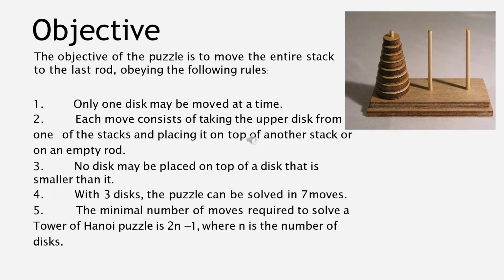With three disks, the puzzle can be solved in 7 moves. The minimal number of moves required to solve a Tower of Hanoi puzzle is 2^n - 1, where n is the number of disks.